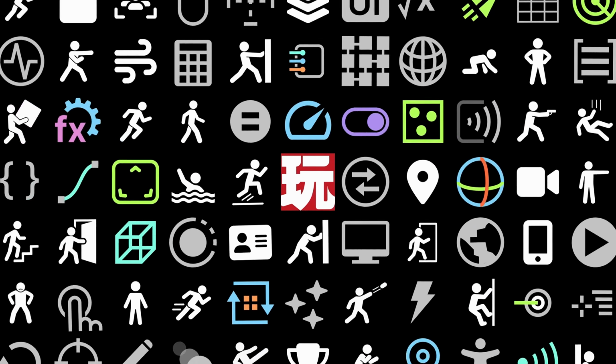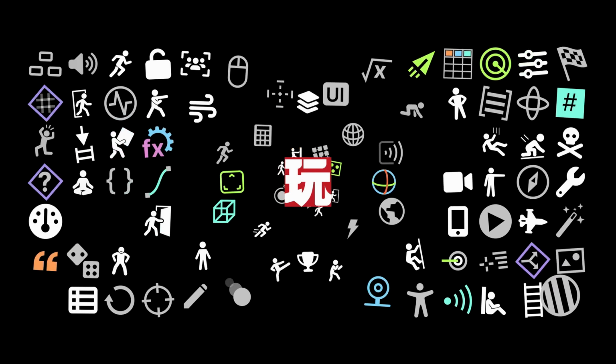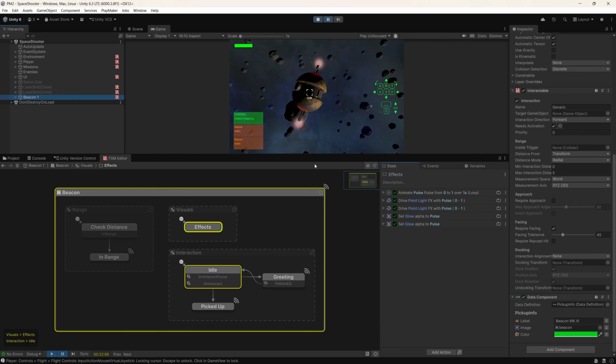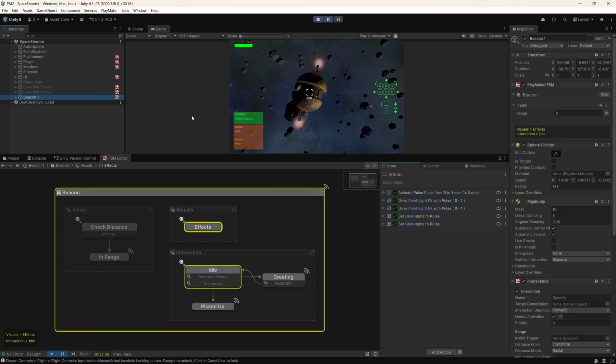So I've loaded up this space shooter sample scene that comes as an add-on with PlayMaker 2. And I've loaded it up here because it's a good example of how to use one of the new features of PlayMaker 2, which is data definitions. PlayMaker 2 also has an entirely new approach to data in general. So this is actually several features that I'll give you a quick glimpse into.